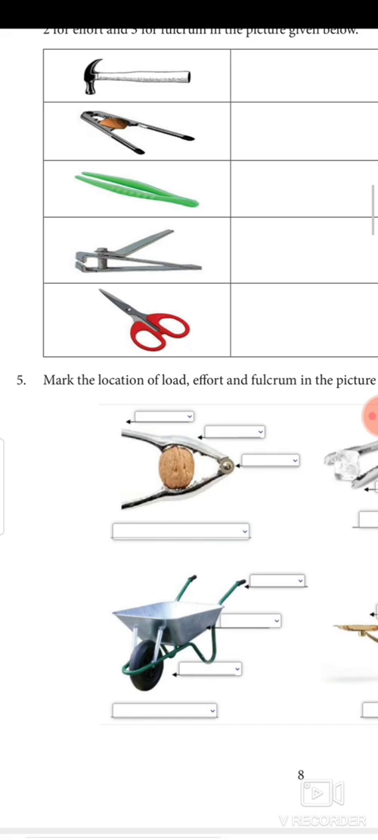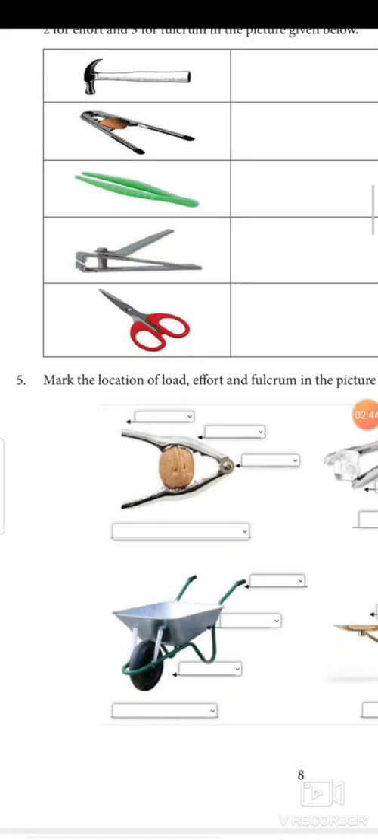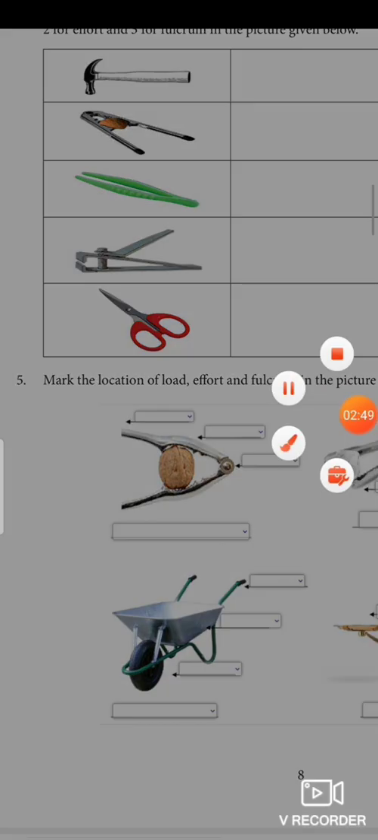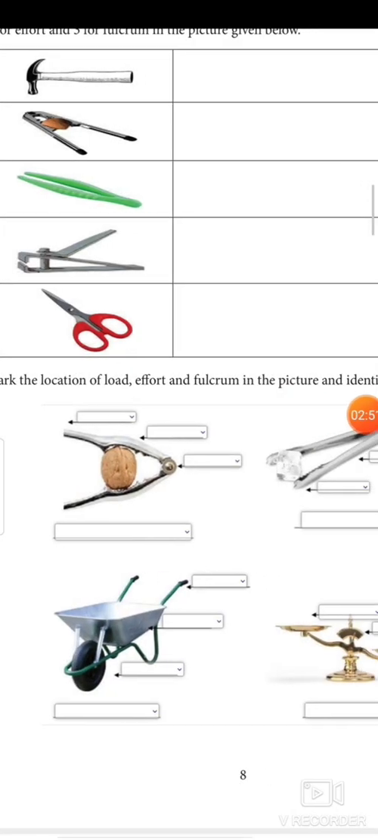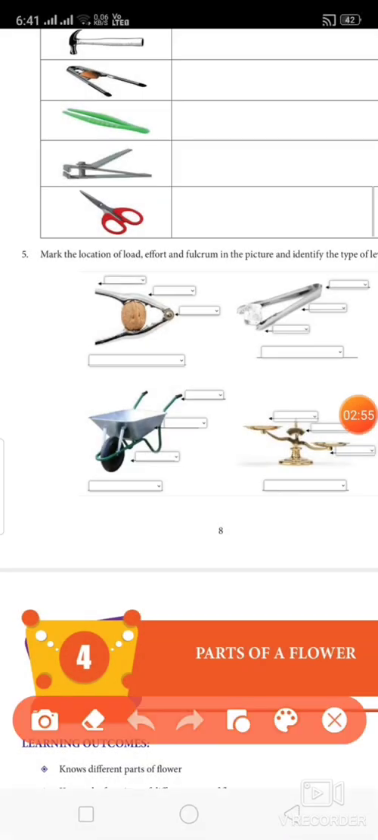They have given 4 questions. I am going to write E for effort, L for load, F for fulcrum. And at the bottom I am going to write the type of the lever also. Okay, let's see. So here this will be effort, this will be load, this will be fulcrum, and it is a type 2 lever.